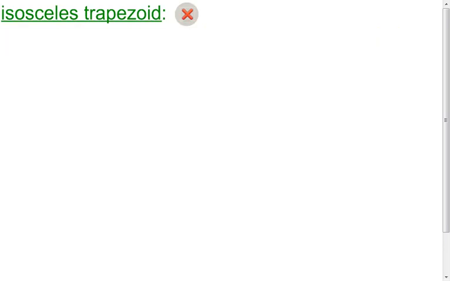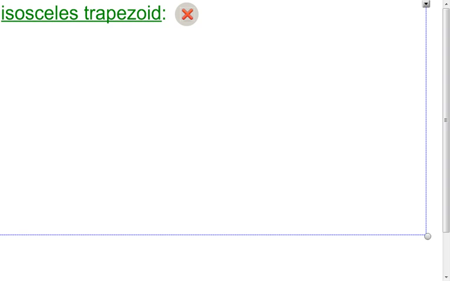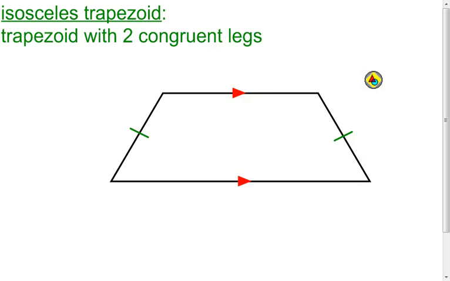Now I want to talk about an isosceles trapezoid. Similar to an isosceles triangle having two congruent sides, an isosceles trapezoid has two congruent sides as well. And those are the two sides that are not the bases. Again, the way I have my trapezoid orientated, it's going to be the left and the right sides in this one. But if I rotate it, it could be the top and the bottom. Just remember, it's the two sides that are not the parallel ones.